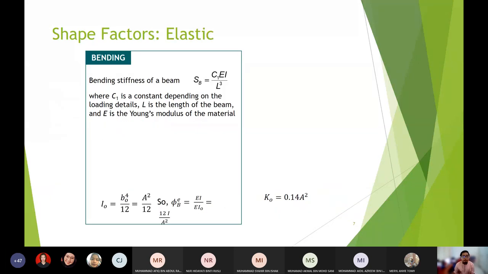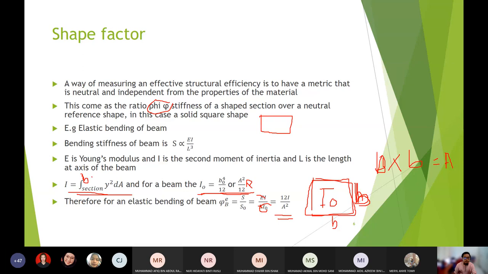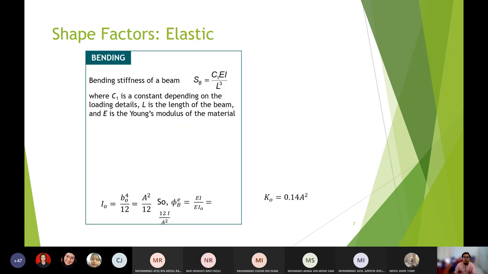So, okay, bending stiffness of a beam, the formula would be C1 E I over L cubed. C is the constant. Okay, just now I showed you, sorry. This one, eh? Bending stiffness, S ni. Okay, this is a different thing. This is the elastic bending of beam. For the bending stiffness, it is proportional with the Young's modulus, I, over length cubed. So the bending stiffness of a beam, S beam, is equal to C1 E I over L cubed, which C1 is the constant depending on the loading details.